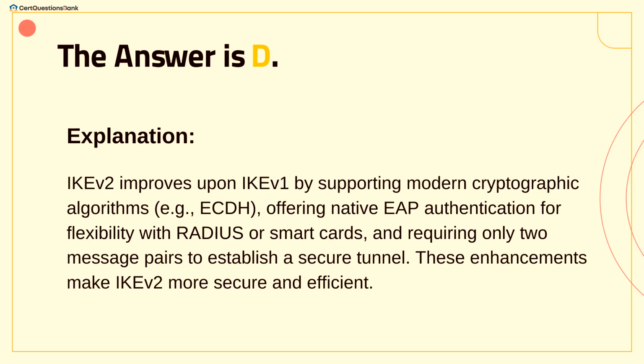IKEv2 improves upon IKEv1 by supporting modern cryptographic algorithms, e.g., ECDH, offering native EAP authentication for flexibility with RADIUS or smart cards, and requiring only 2 message pairs to establish a secure tunnel. These enhancements make IKEv2 more secure and efficient.